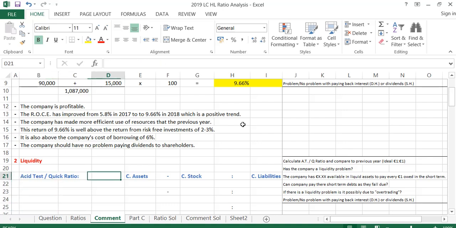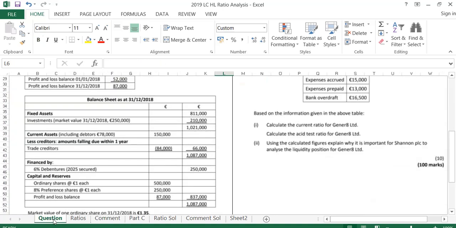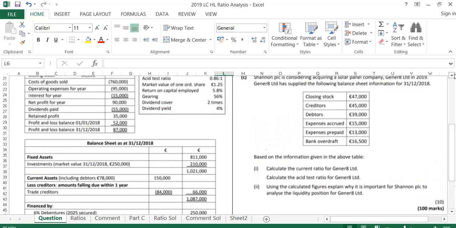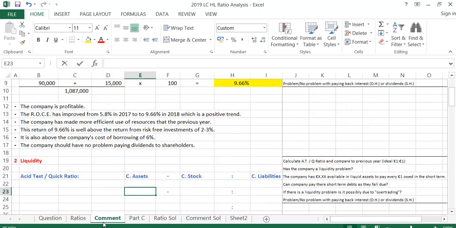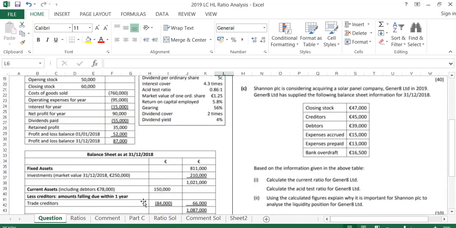To calculate the acid test ratio, I'm going to start off with my current assets, which in the question are 150,000. And I'm going to take away my closing stock, which I will get from my P&L, of 60,000. So it's going to be current assets of 150 minus closing stock of 60. The reason to take away closing stock for the acid test ratio is that sometimes the closing stock is not easily converted into cash, so it's better to take it away when comparing. And we're comparing that to current liabilities. There's only one current liability here, trade creditors, 84,000.